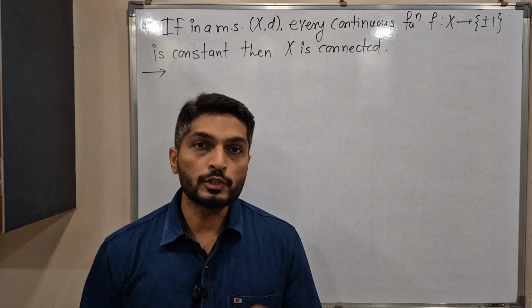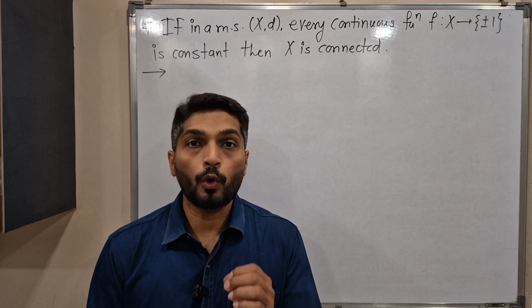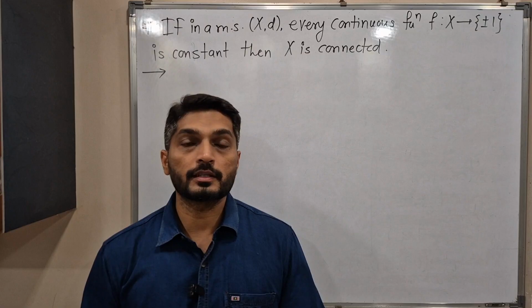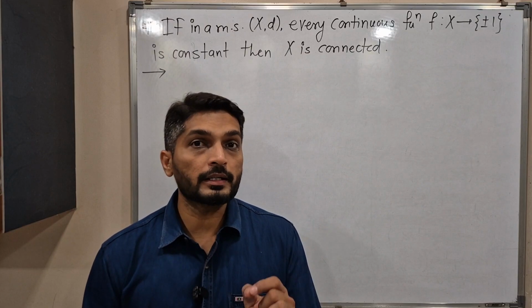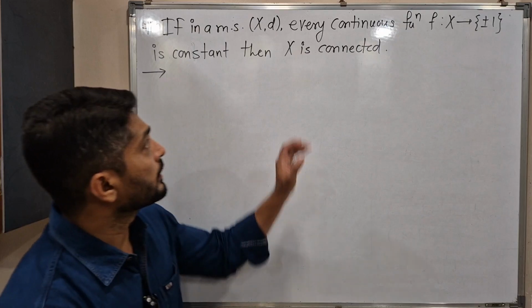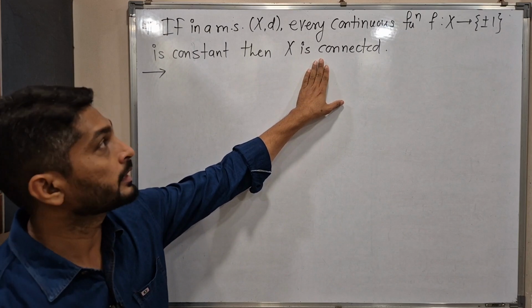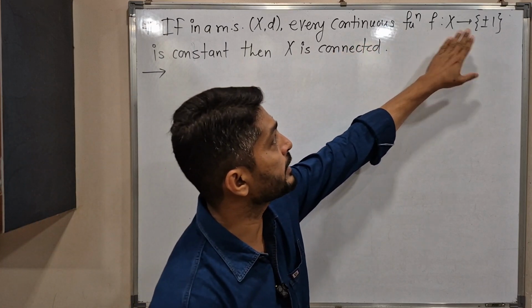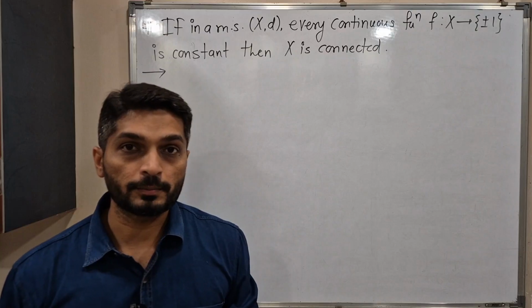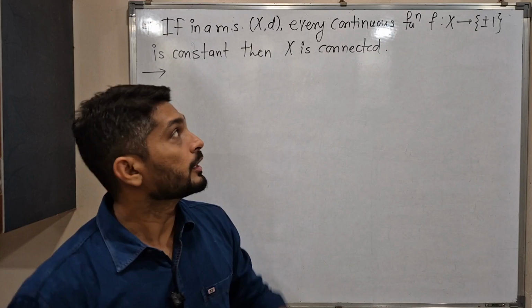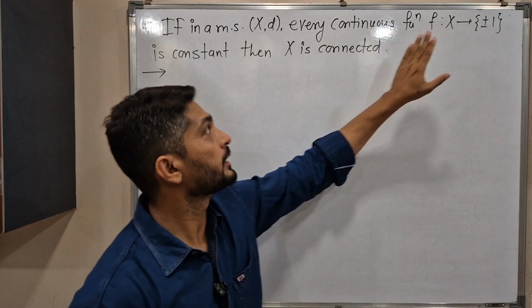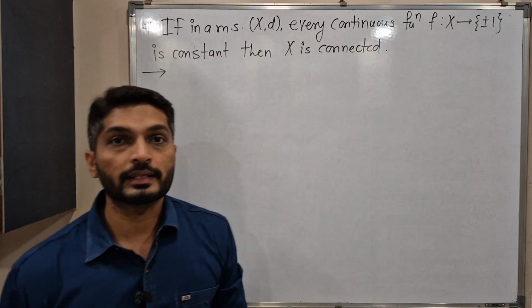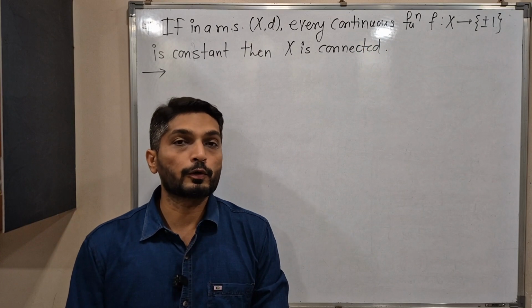Dear students, in this video we are going to prove the converse part of the previous theorem. In the previous theorem we have already seen that if the metric space is connected, then every continuous function from X to plus minus 1 is constant. But now we have to prove that if every continuous function from X to plus minus 1 is constant, then X must be connected. So this thing we have to prove.